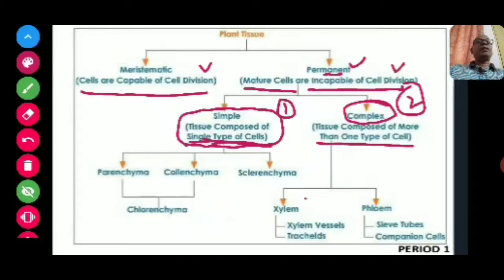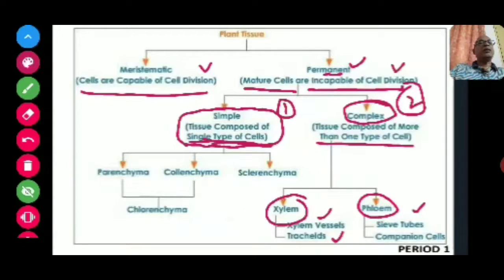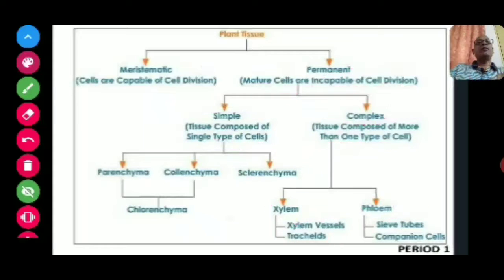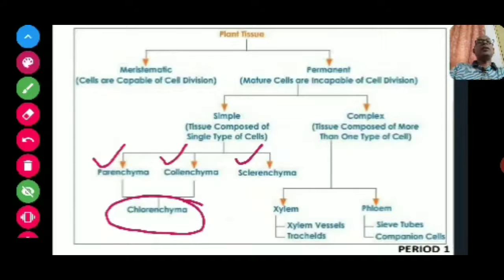The best example of complex permanent tissues are the xylem and phloem. They are made up of four different types of cells. Xylem comprises xylem vessels, tracheids, xylem fibers, and xylem parenchyma, and phloem complex tissue is made up of sieve tubes, companion cells, likewise. While the simple permanent tissues, which are made up of a single type of cells, comprise parenchyma, collenchyma and sclerenchyma. Combined, parenchyma and collenchyma can be called another type of tissue termed chlorenchyma.